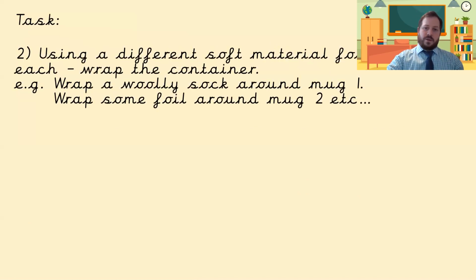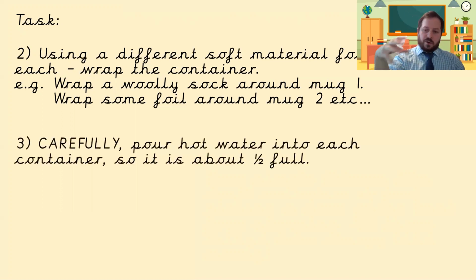Then you're going to use different soft materials to wrap around the container. You could take a sock and wrap it around one of your containers. You could take some foil and wrap that round. You can take some paper and wrap it round. But what you're trying to do is use different materials to wrap around the mug or whatever your container is, in order to see which of the different materials is better at keeping more heat in. Then you're carefully going to pour roughly half the container's worth of hot water into it.